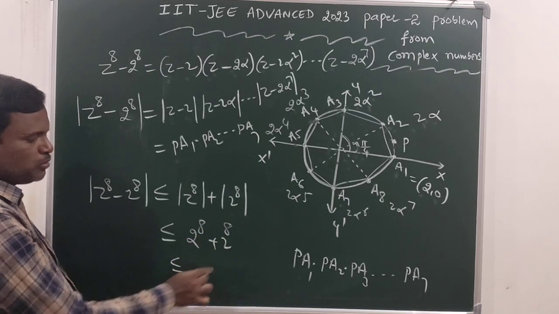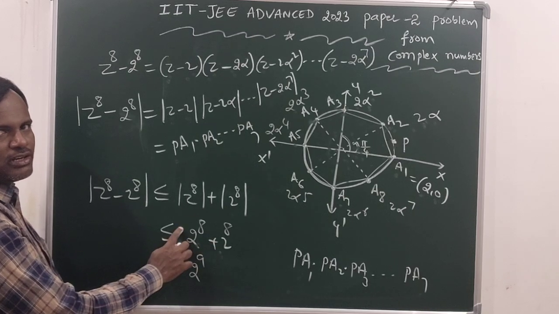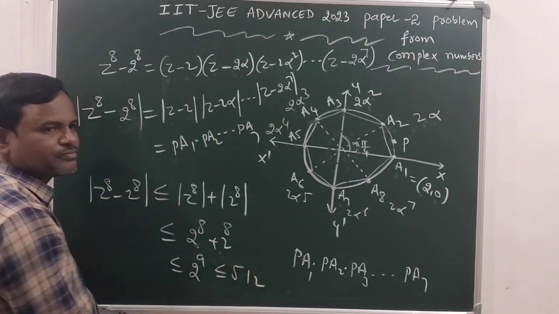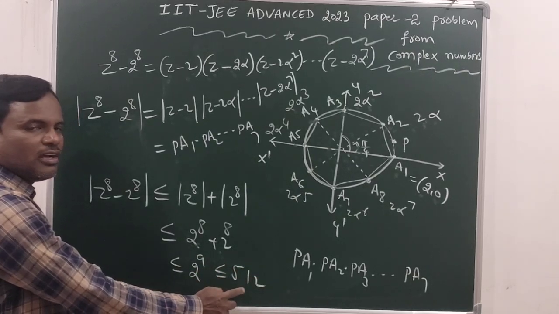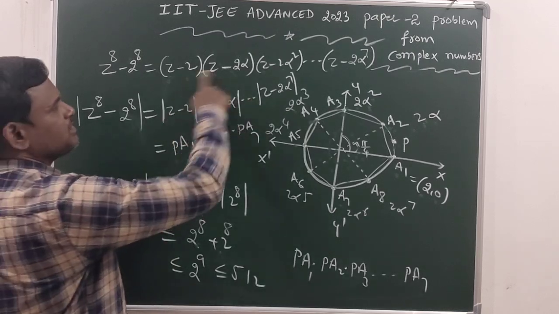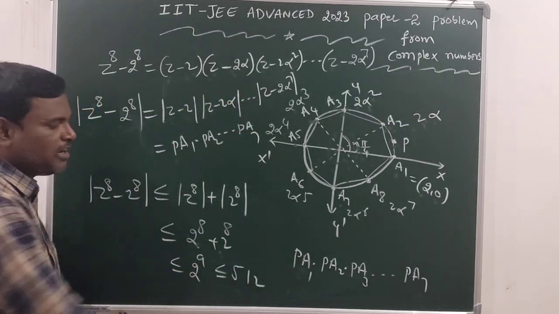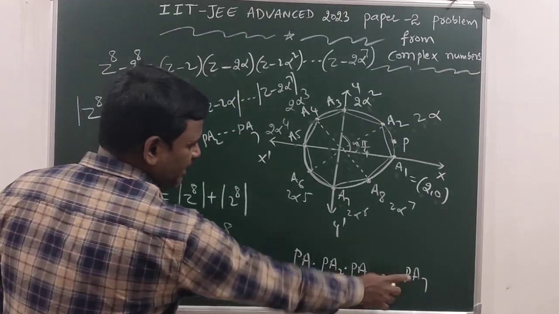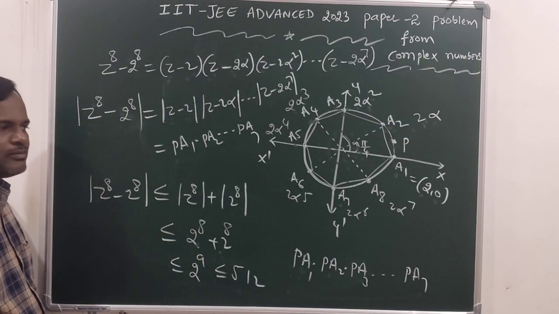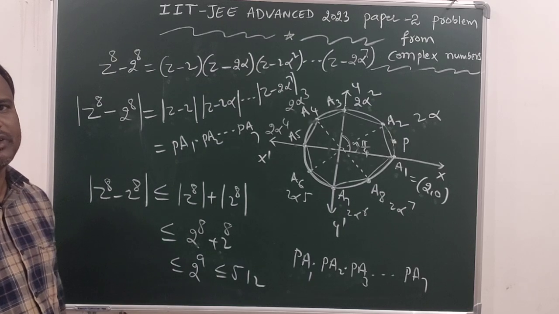So now 2 power 8 plus 2 power 8 you can write as 2 power 9. Add both of them, one more 2 will come, 2 into 2 power 8, 2 power 9. This is nothing but 512. So this is the maximum value of this. If you factorize it, you will get like this. I took magnitude on both sides because I want the maximum value of P of A1, P of A2, P of A3 and so on, P of A7. So that result would be 512. Okay students, I hope you have understood my explanation.